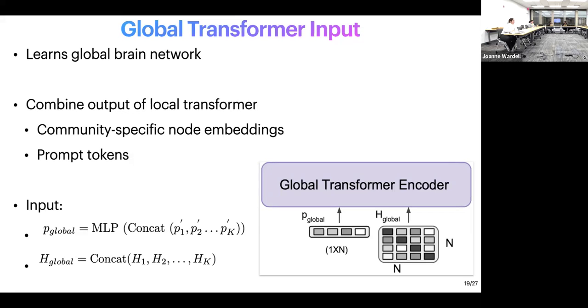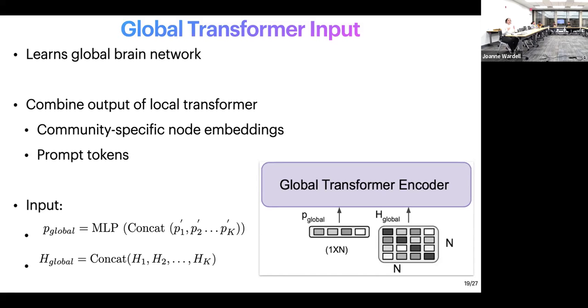global transformer. So the global transformer is trying to learn this global brain network. And how they're doing that is they're trying to combine the output of the local transformer. That output is these community-specific node embeddings that are learned, which is the H matrices. And they're also trying to leverage the information from the prompt tokens as well. So the input to this global transformer is this P global token, which is just the concatenation of all of the different prompt tokens that were learned at the local level.